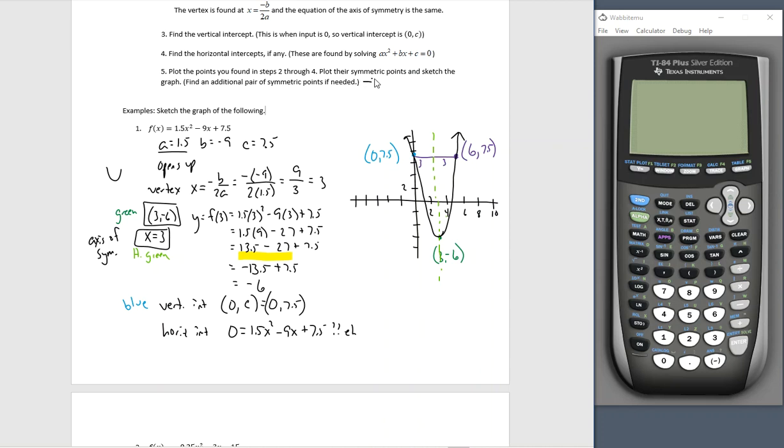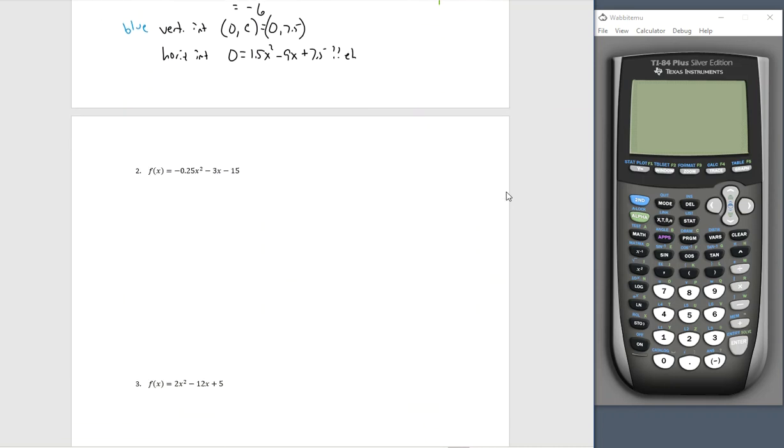So my symmetric points will always be double the vertex x and use the same c. So this will be 2 times the vertex coordinate for x, comma c is your symmetric point. Ooh, that sounded like the most complicated way I could explain it. Let's do it again. All right, so there's our first graph.